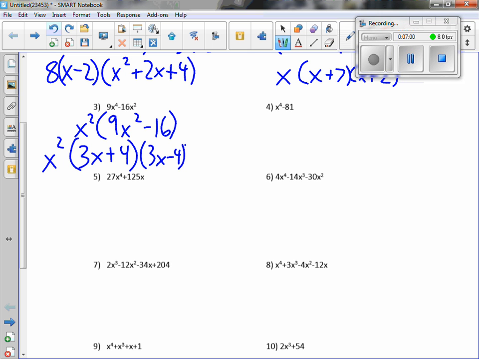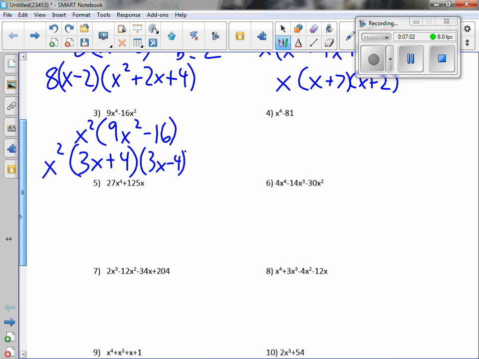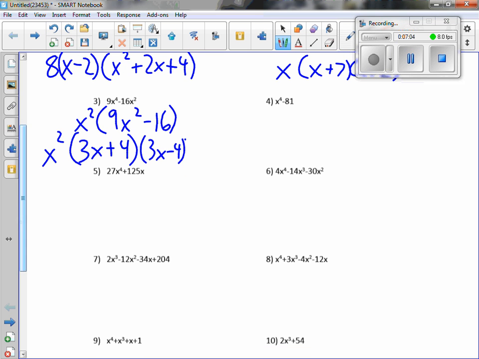And make sure you know that for cubes too, like we had for number 1. We'll get into that again in just a minute. So number 4, we have x to the 4th minus 81. First, we always look for that GCF. In this case, we don't have one, so we're going to jump right into another type of factoring.